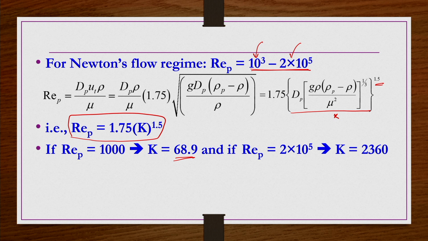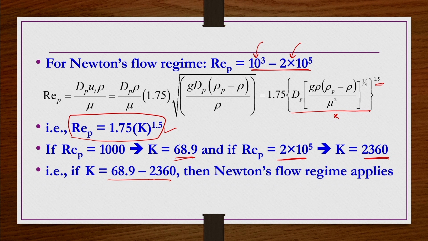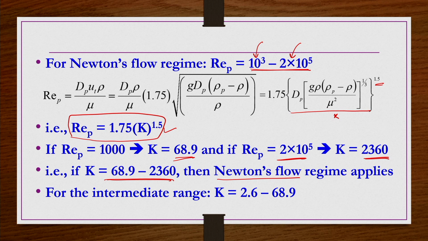Upper limit of REP for Newton's flow regime is 2 into 10 power 5. Now you substitute 2 into 10 power 5 into this equation, REP is equal to 1.75 K power 1.5, then you get K value 2360. That means, if your K value is in between 68.9 to 2360, then Newton's flow regime is applicable, and you can use this particular equation for your terminal velocity. Ut is equal to 1.75 square root of g dP (rho p minus rho) by rho.